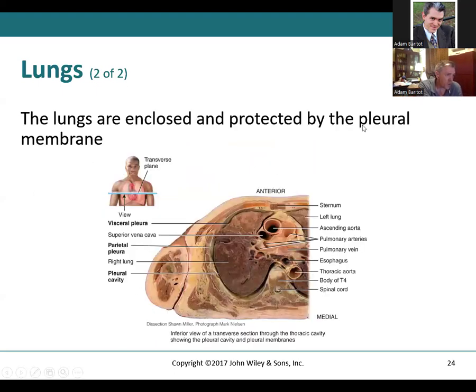The lungs are enclosed and protected by the pleural membrane. Pleural meaning referring to lungs. If the pleural area of the body becomes infected, it leads to diseases such as pleurisy. There are cancers related to the pleural sac and the pleural cavity, such as mesothelioma. The lining of the lung or the enclosure of the lung can become as fragile as the structures within.